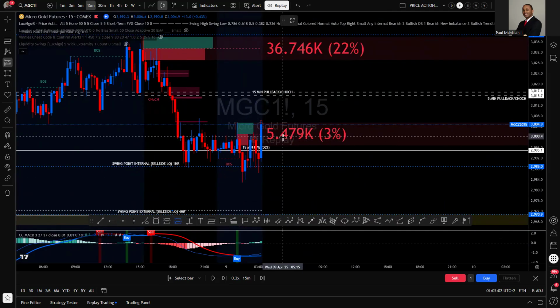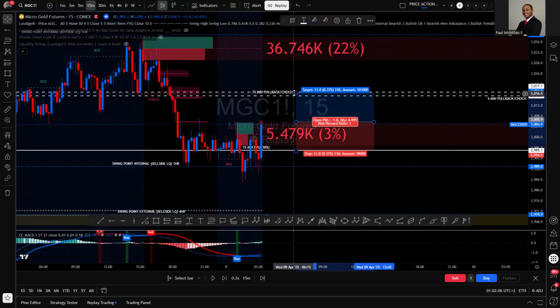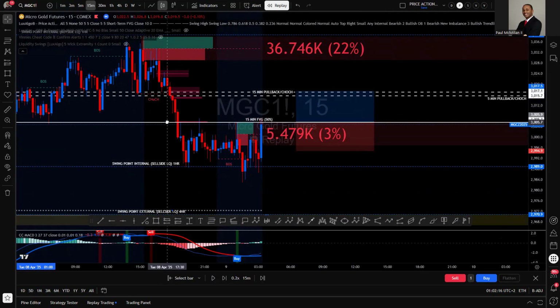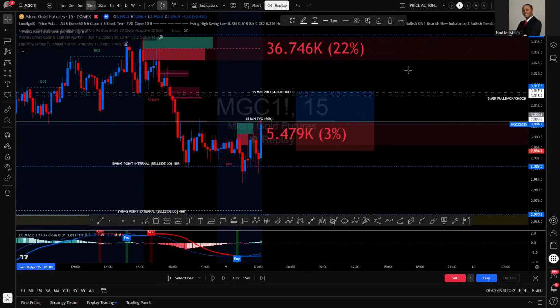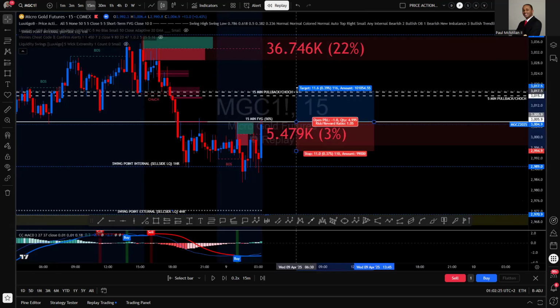Because yeah, that's what we do. But this is perfect because this is the 50% fair value gap and it displaced that. Yeah, let's put this back up to here. Okay. So now we probably will target, realistically, this area, but we could target this area.